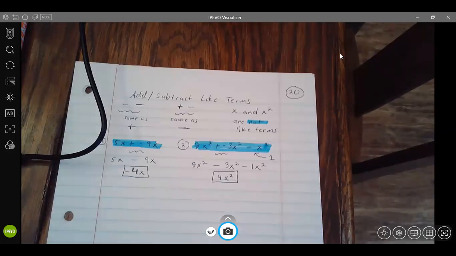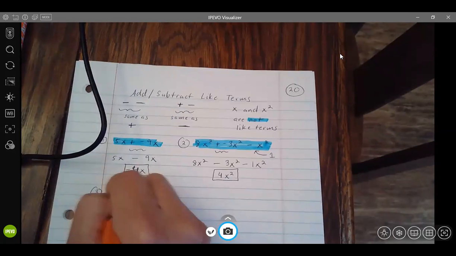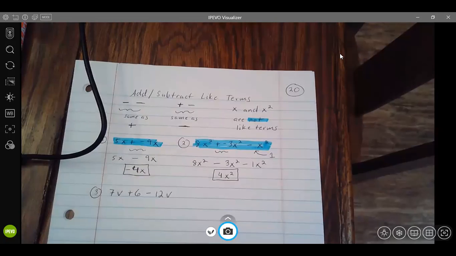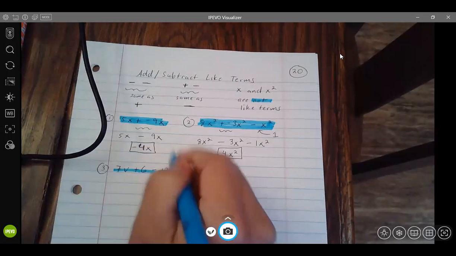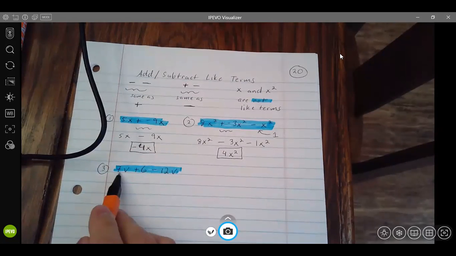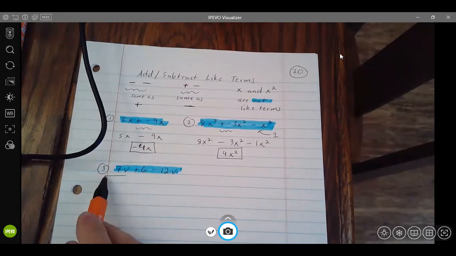Okay. All right, so for number 3, I have this 7v plus 6 minus 12v. Okay, so that's a problem you'll see in IXL. All right, so what you see here, v's. See that 7? That's a positive 7. I'm going to underline that. To the left of the 7, there's no sign. Okay, that means it's a positive 7. That 6, to the left of it, there's a plus. That plus goes with that 6. Okay, it's either a plus 6 or a positive 6, depending on how you're using it.